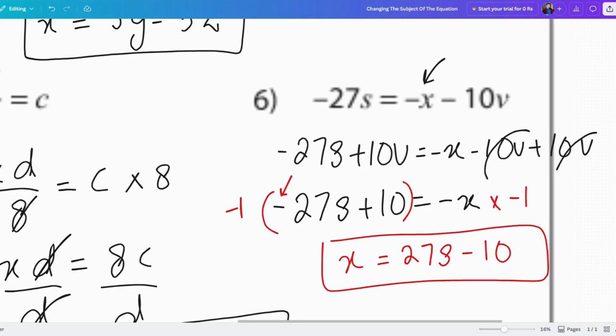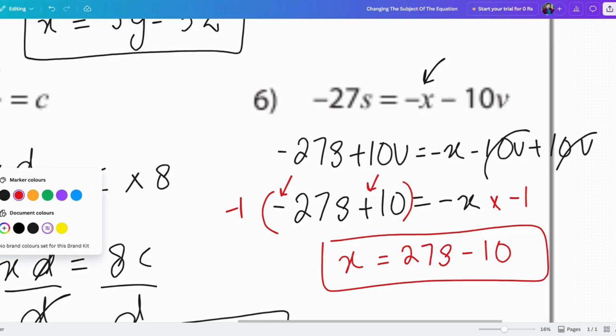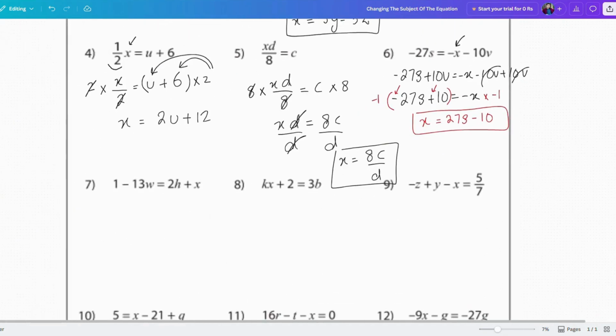It is negative 27, so it will convert into positive 27. It's positive 10, it will be converted into negative 10. So now let's just move towards the next question.